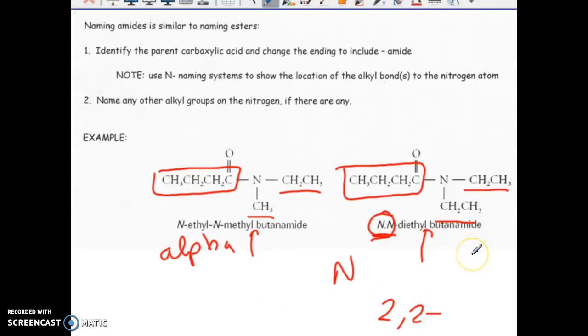Okay, so that's it for this portion here. This will actually be the end of our functional groups, as I mentioned.